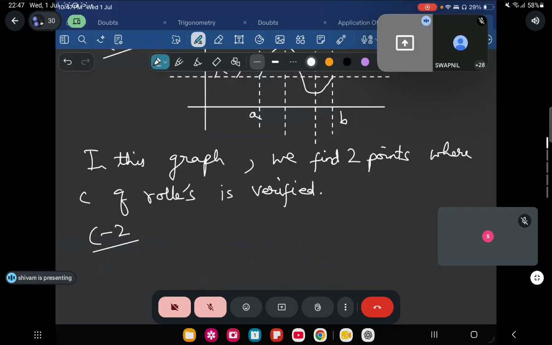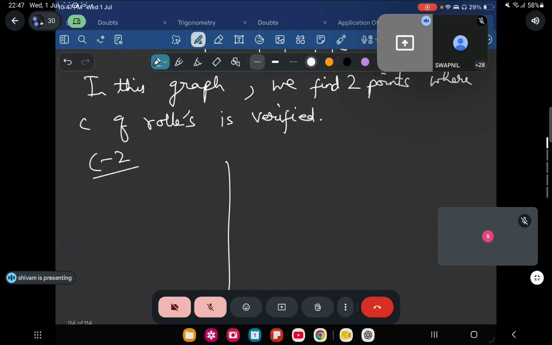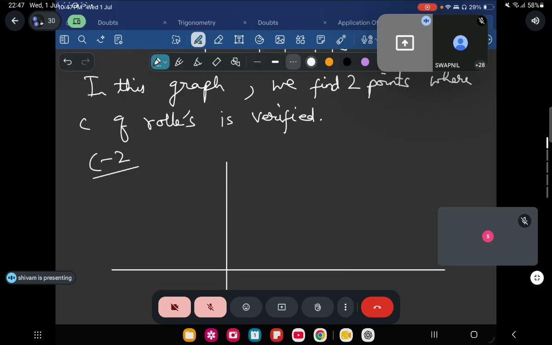However you draw the graph, in the second case I'm going to draw two types of graph. My point is, however you draw the graph between A and B, as long as the function follows those three conditions, you'll always get at least one point C between A and B such that f dash C is equal to 0.